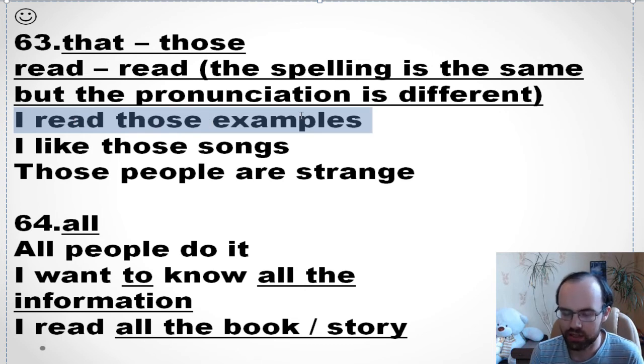So we can understand it only in the context. Students often ask me, how can we understand? So I read those examples can be present simple, or I read those examples can be past simple. So you need to know the context to understand it. Okay, I like those songs. Those people are strange. So those people, it means they are strange.